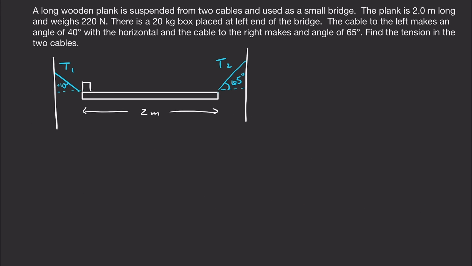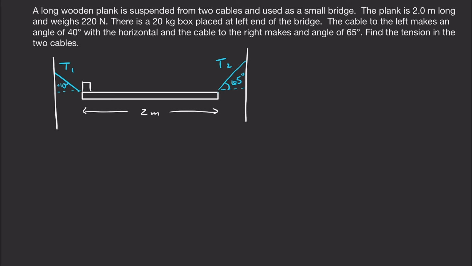In our last problem, we have a long wooden plank that's suspended from 2 cables and used as a small bridge. The plank is 2 meters long and weighs 220 newtons. There is a 20 kilogram box placed at the left end of the bridge. The cable to the left makes an angle of 40 degrees with the horizontal, and the cable to the right makes an angle of 65 degrees. Find the tension in the 2 cables.